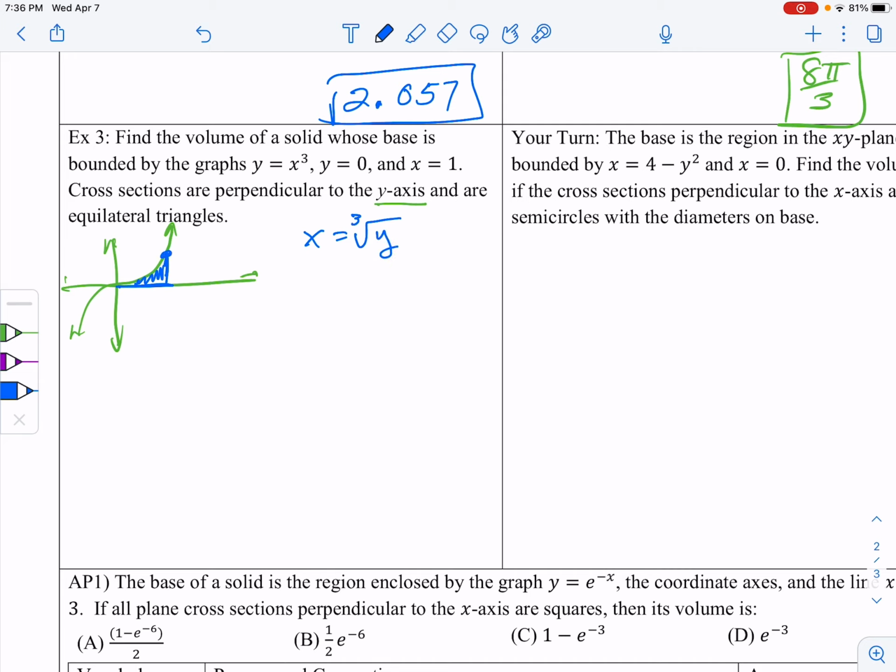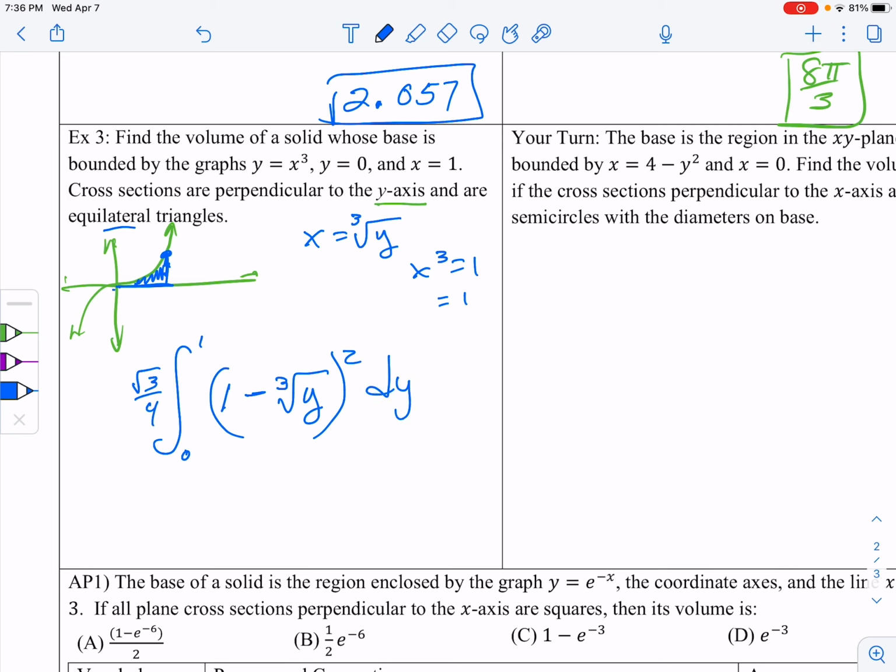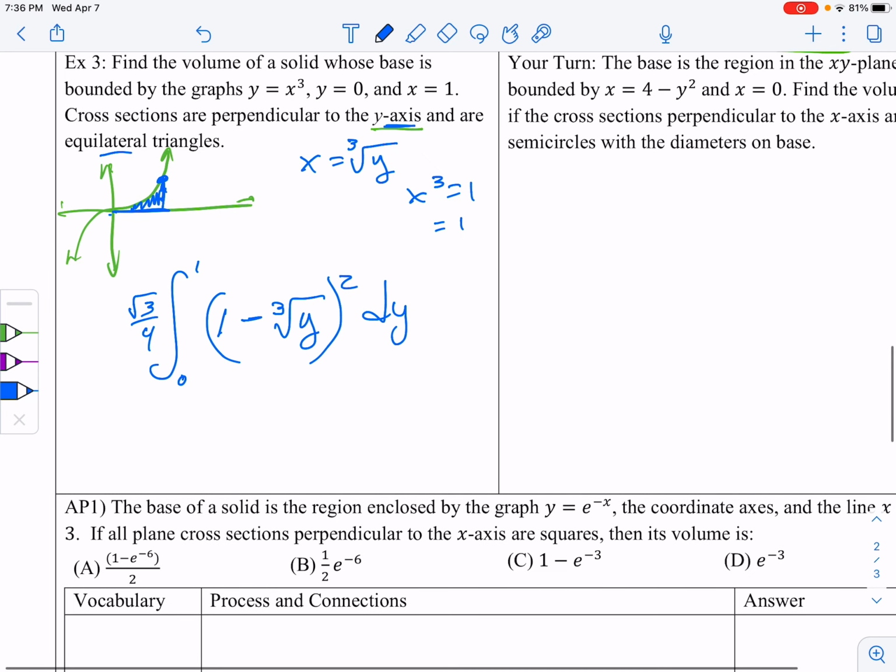I need to know that intersection point. Well, where is x cubed equal 1? That's at 1. So I integrate from 0 to 1. Right minus left. So right is the line. Left is the cube root function. You square it. And what are we saying they are? Equilateral triangles. So you multiply by root 3 over 4. Okay. Remember, right minus left. Right minus left. You got 0.0433.